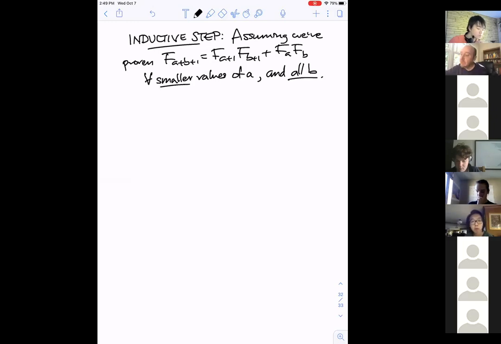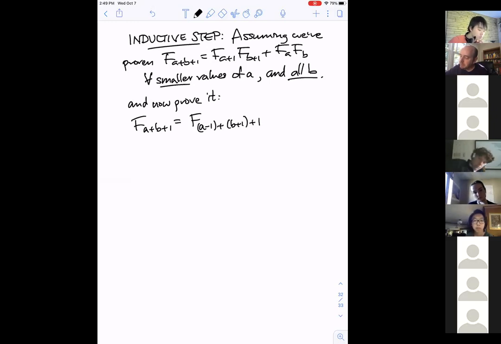Pretty good? And now we'll prove it. Assuming that, so what am I gonna do? I'm gonna say F(A+B+1). And I'm gonna do something that seems like I'm cheating, but it's not. I'm gonna say, oh, that's F((A-1)+(B+1)+1). Right, and the idea is that A is smaller. And even though the B got bigger, I don't care, because for the smaller values of A, I dealt with any value of B, no matter how large, already. Okay, so let me emphasize.